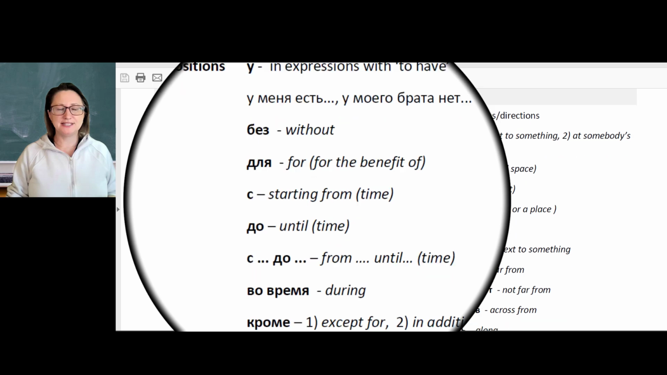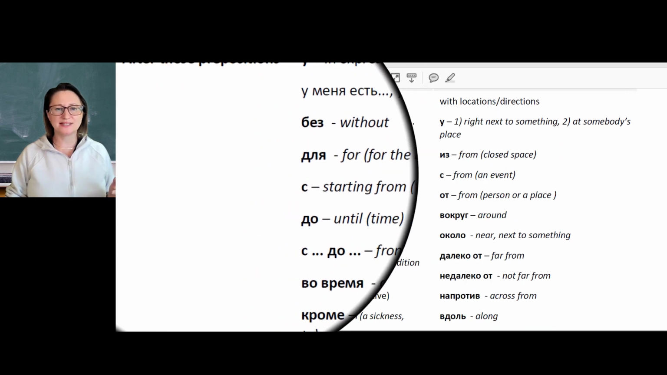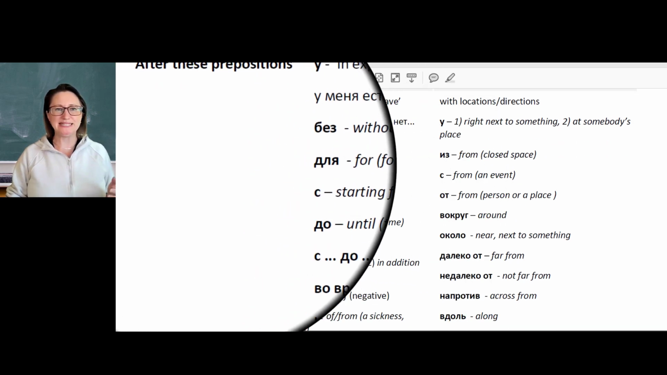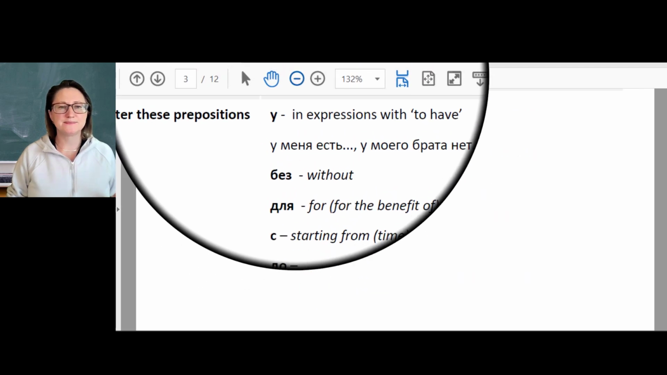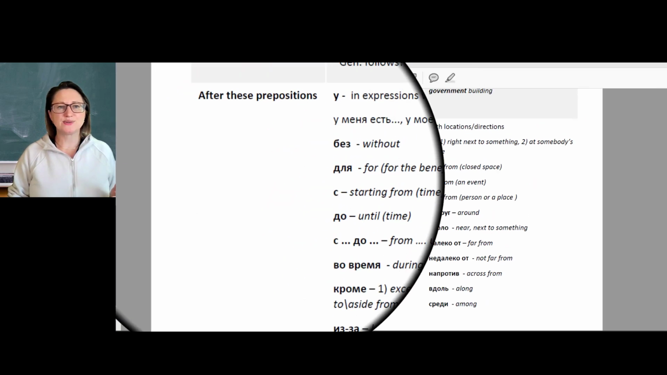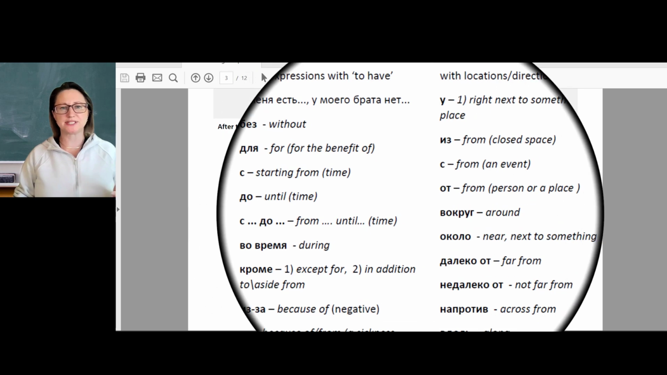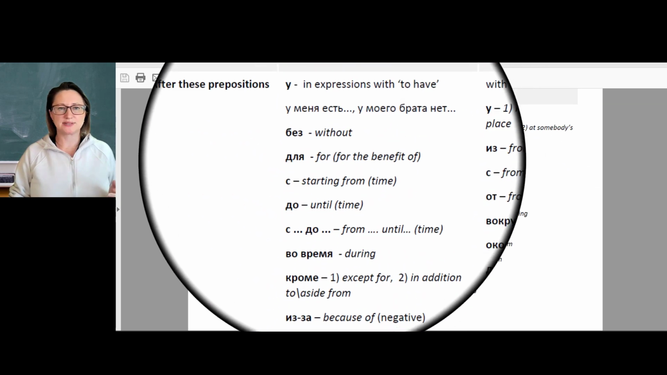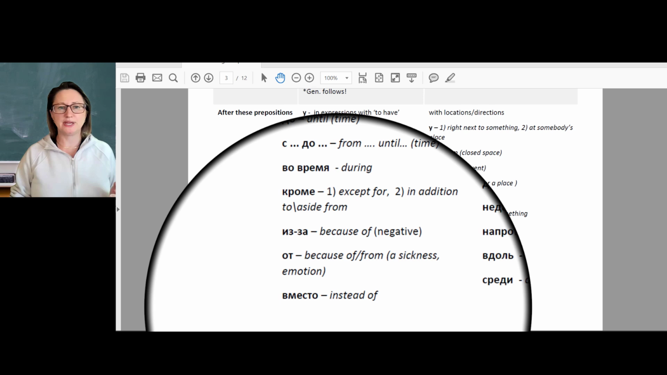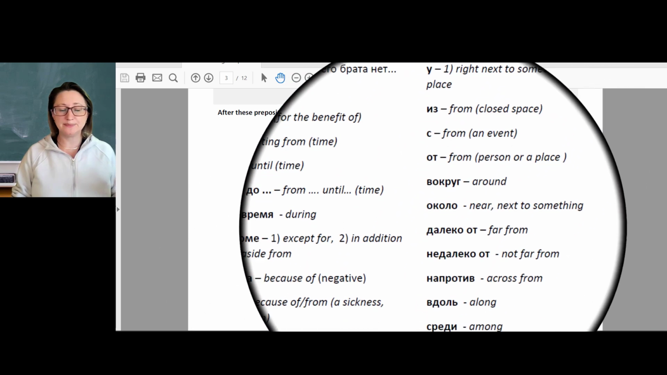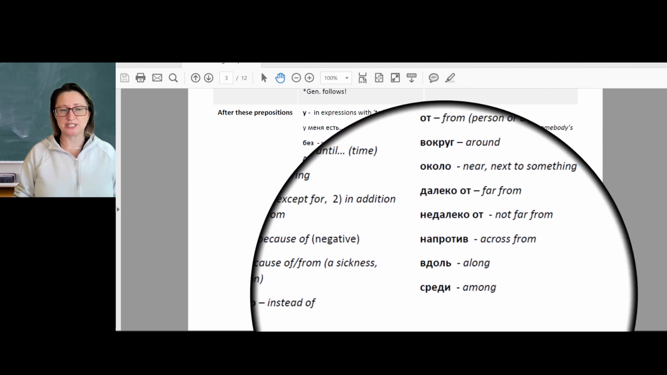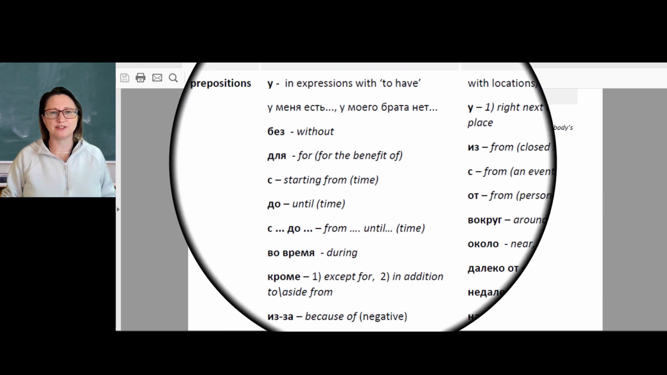And finally, but once again, there are more contexts for genitive. We're just focusing on these. Okay, so here we have a bunch of prepositions, a lot of them. And I'm going to go over them very quickly. And feel free to ask me questions in the comments if something is not clear. So I will go over them very quickly.